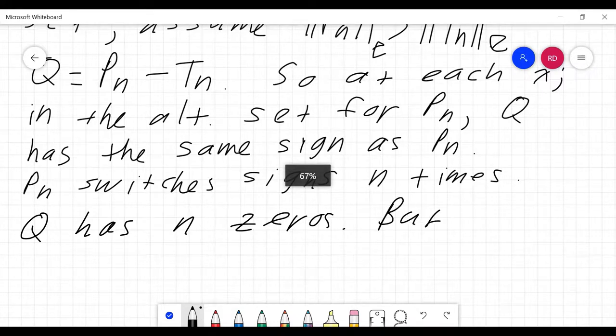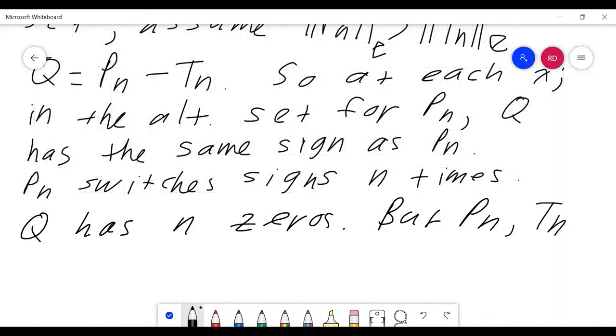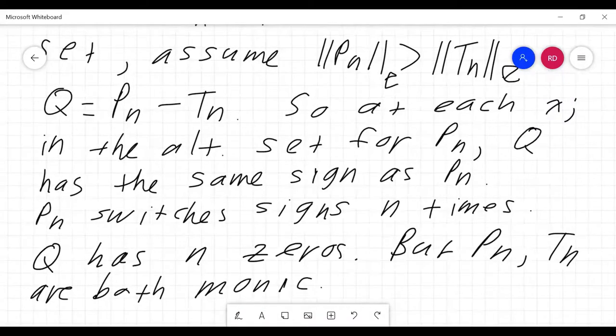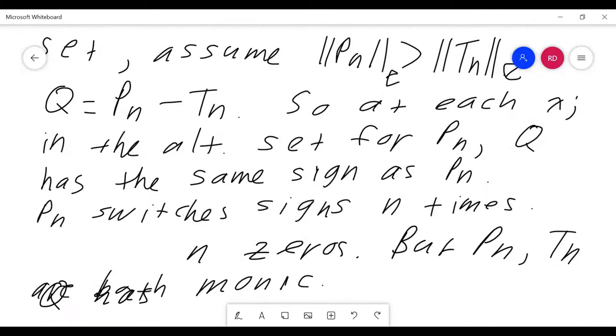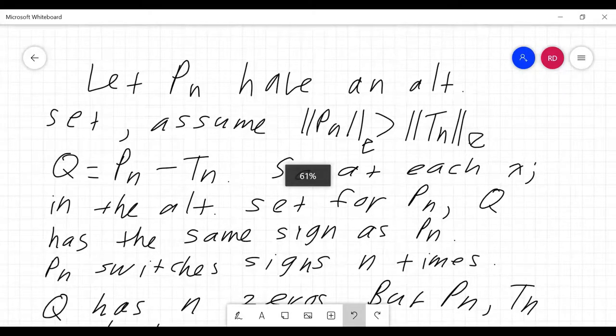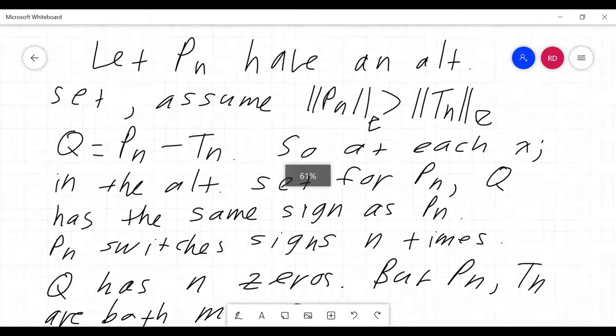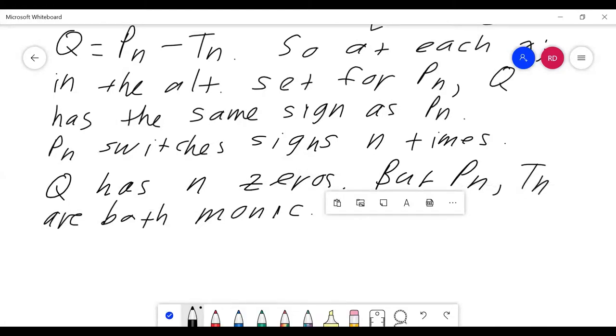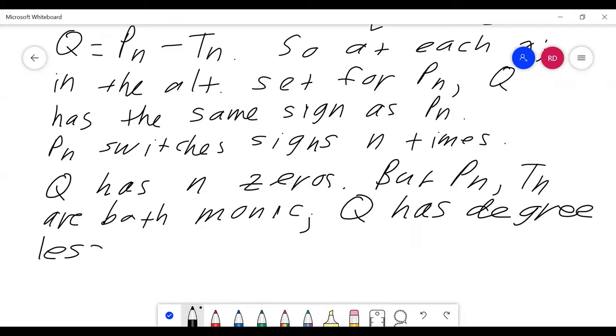But Pn and Tn are both monic. It's possible I didn't explicitly state Pn was monic before, but it wouldn't really matter if it wasn't. The whole point of this is we are assuming we had some monic polynomial that was larger norm than Tn. So since they're both monic, Q has degree less than n.